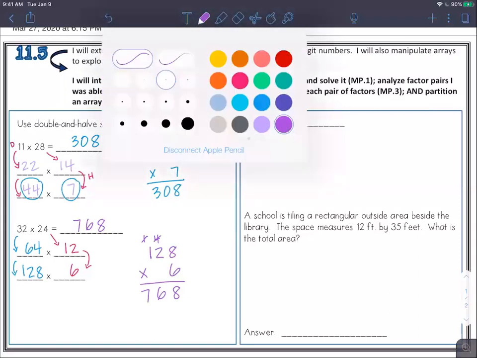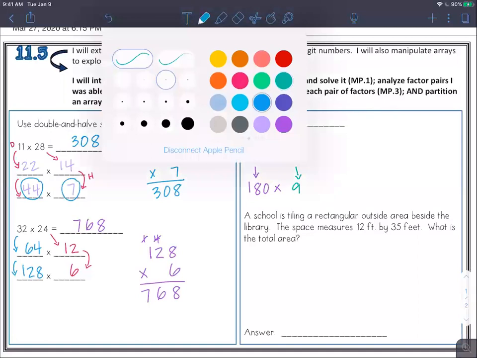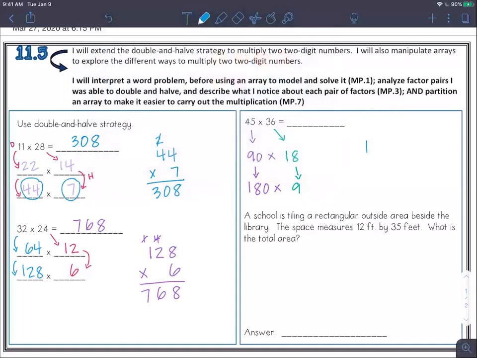Okay? And take 90, and let's double it again to 180. And then let's take half again. Half of 18 is 9. That looks like it's much easier to solve. So I can write it over here, 180 times 9. That's what we're going to solve.